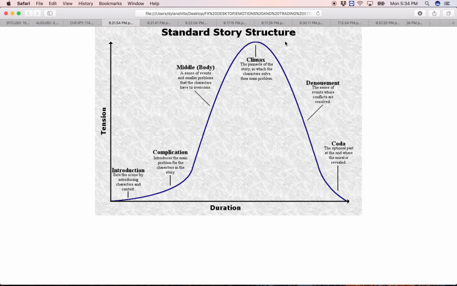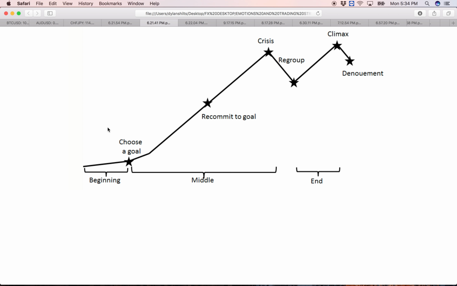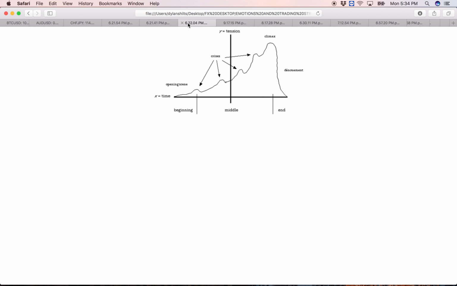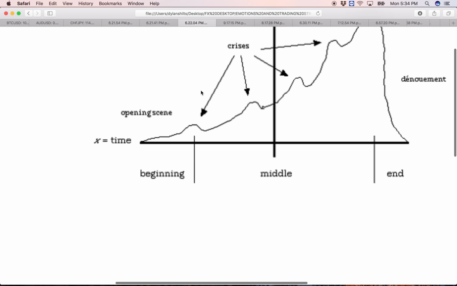The standard structure of a story. I found this on Google Images. The introduction, complication, middle, the climax, and then they go back to where it started. Tension and duration. Beginning, middle, end. These are the structures of a story. We have the crisis, and then there's the climax. This is the first leg of the M, second leg M, breakout, fake out to the high, and then drop it. Here's another one, the structure of a story.